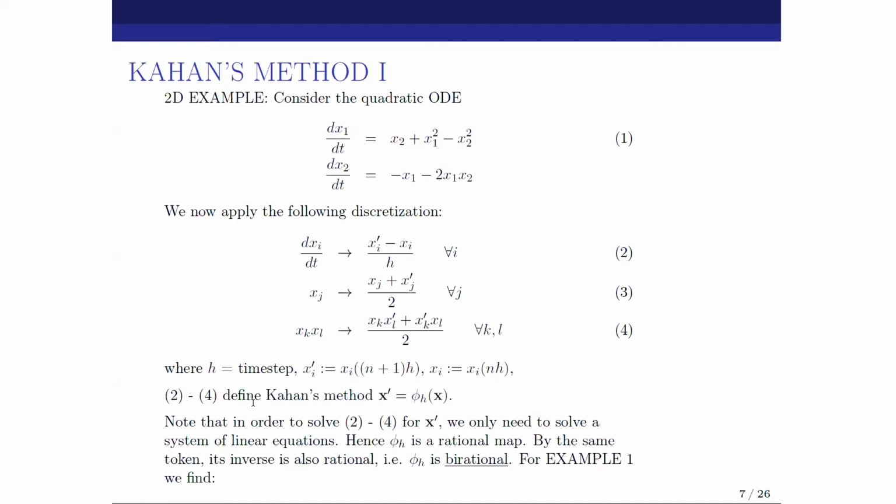But not only that, also vice versa. If you're given the new point, then you can find the old point also by a linear method. So you solve that, and you get a rational expression. So it's rational in both directions. And by definition, that's birational. So this defines a birational method for quadratic expressions.